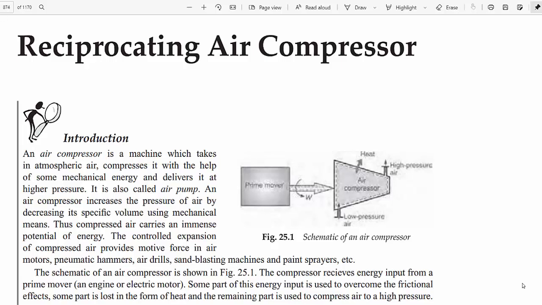Compressed air plays a vital role in many industries and in our daily life. In every petrol pump there is a compressed air system, because our two wheelers and four wheelers need compressed air for vehicle movement. Therefore, the application of compressed air is very vast, and the compressed air system is very important for daily life as well as industrial purposes.